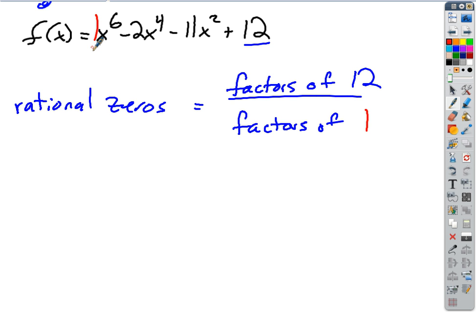Factors of 12, well, how many integer factors of 12 are there? 12, 6, 4, 3, 2, and 1, right? So I would have to look at all of the fractions, positive and negative, with 1 on the bottom. That's convenient, so they're actually integers, right? Putting 1 on the bottom makes them integers. So the list actually was longer than what I gave you. It would have been plus or minus 12, plus or minus 6, plus or minus 4, plus or minus 3, plus or minus 2, and plus or minus 1. I only gave you the small ones.